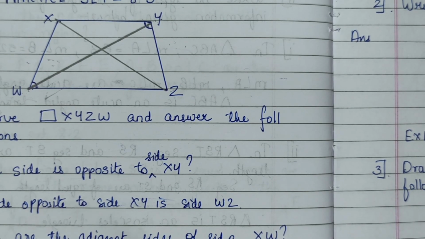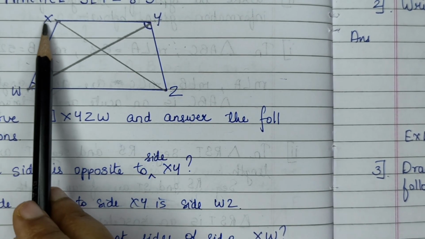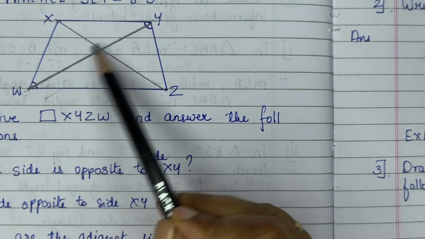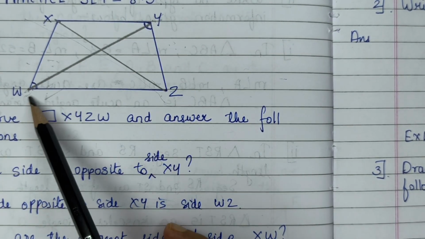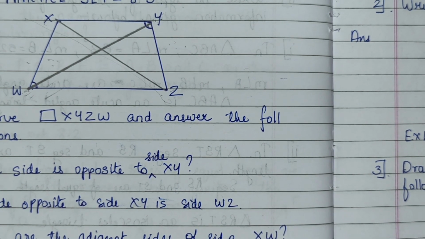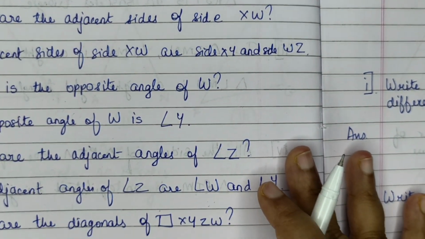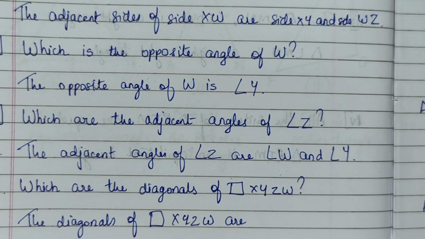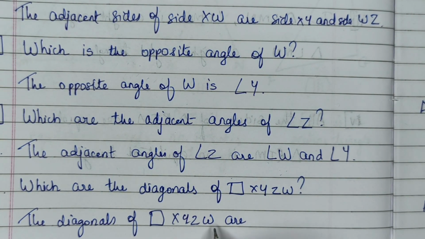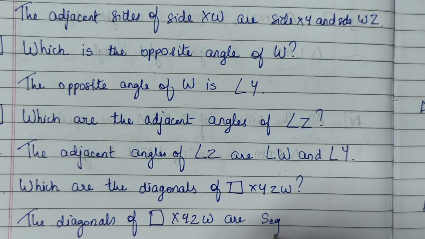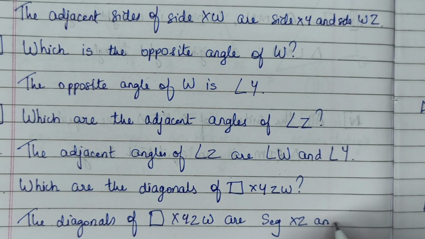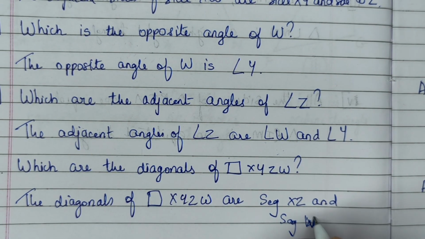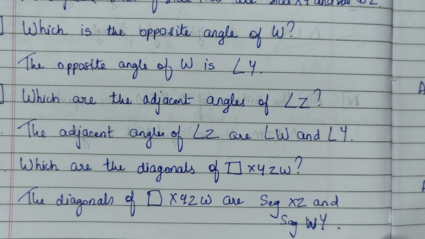So what are the diagonals? You can say segment, use the word segment. Segment XZ and segment WY. You see here, the diagonals of quadrilateral XYZW are, what I told you, right? Segment XZ and segment WY. Understood the fifth question, children?